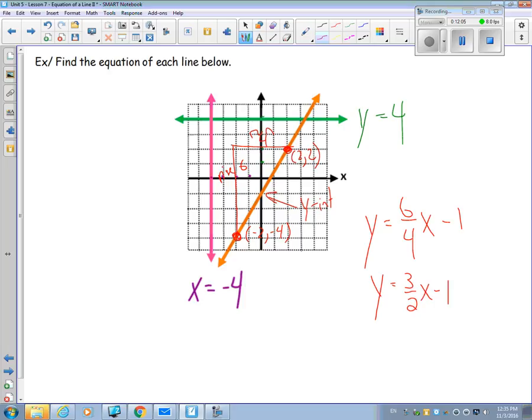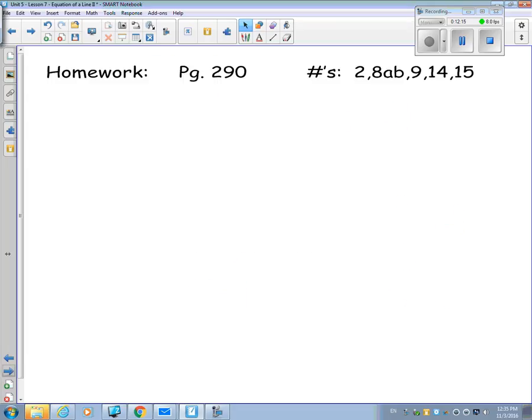So just a little more practice with dealing with lines, fraction ones, messy ones, or these special kinds, the vertical and the horizontal. Okay? And there's the homework you should be trying from your book.